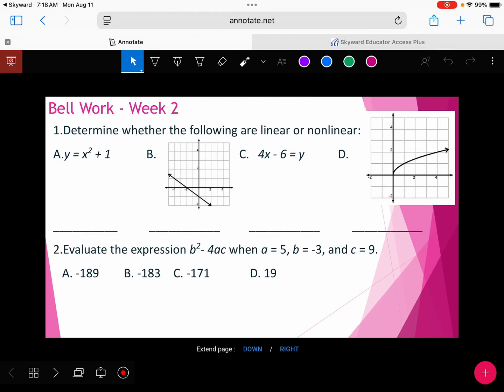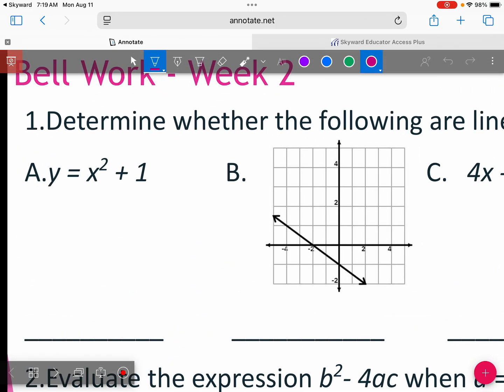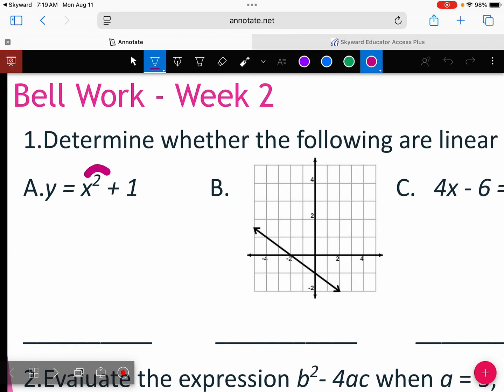All right, so let's take a look at these. On the first one we have up here, we're looking to see whether we are linear or non-linear. So what do we think about A? Is this going to be linear or non-linear? Non-linear, why? This x has an exponent. Ooh, we've got an exponent that's not 1. So this one is definitely non-linear.